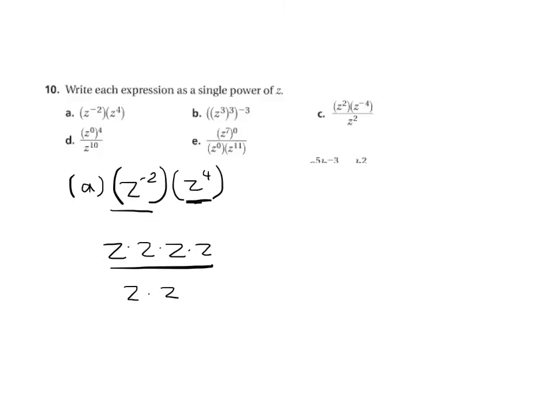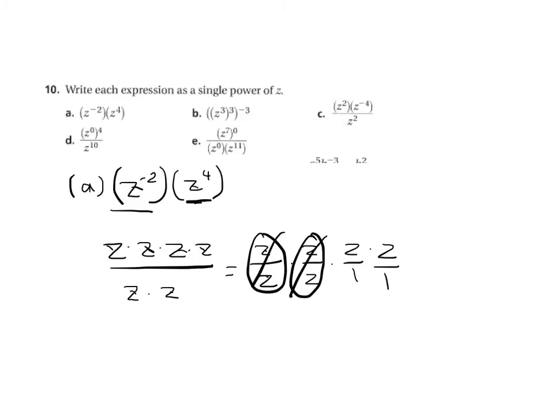And then we can regroup that: z over z times z over z times z over 1 times z over 1. So here this is 1 and this is 1, and these are z's. So we have z over 1 times z over 1, which is z times z, which is 2 copies of z. So that's the answer. Use that idea to solve the rest of the problem.